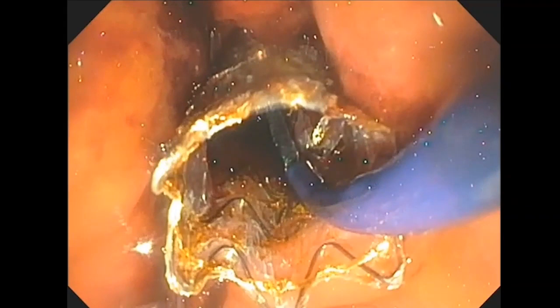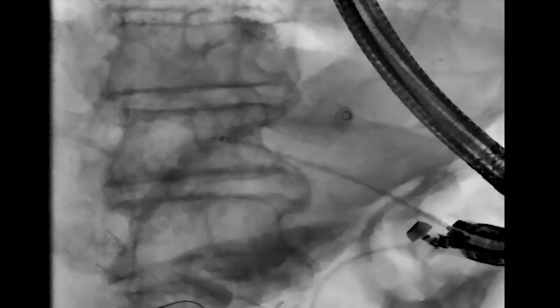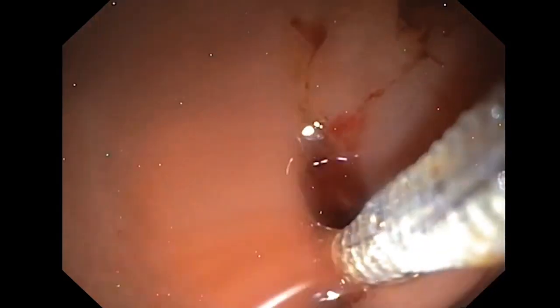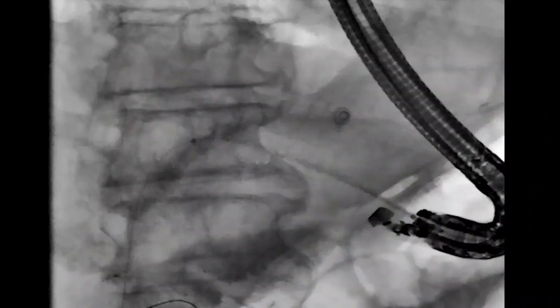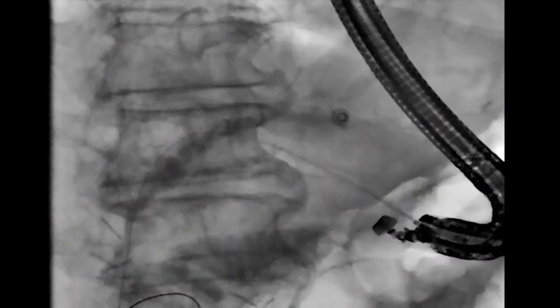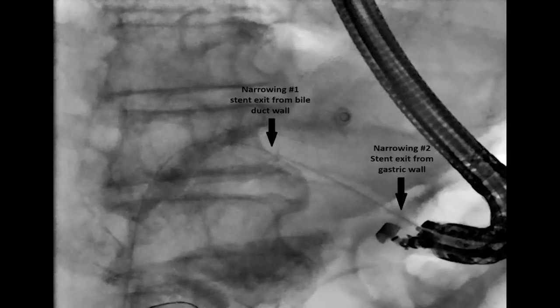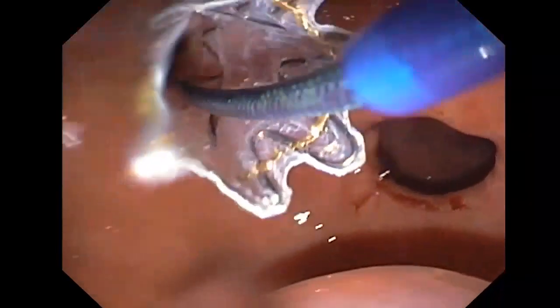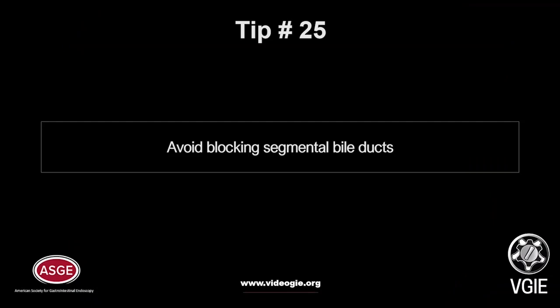This is an example of deployment under direct endoscopic visualization. The stent is advanced deep into the liver and pulled back into a desired location. Once this position is achieved, the stent is unsheathed under direct visualization. The gastric pinch or narrowing is then identified on fluoroscopy and the stent deployment is completed once again under direct endoscopic visualization. Avoid blocking segmental bile ducts.